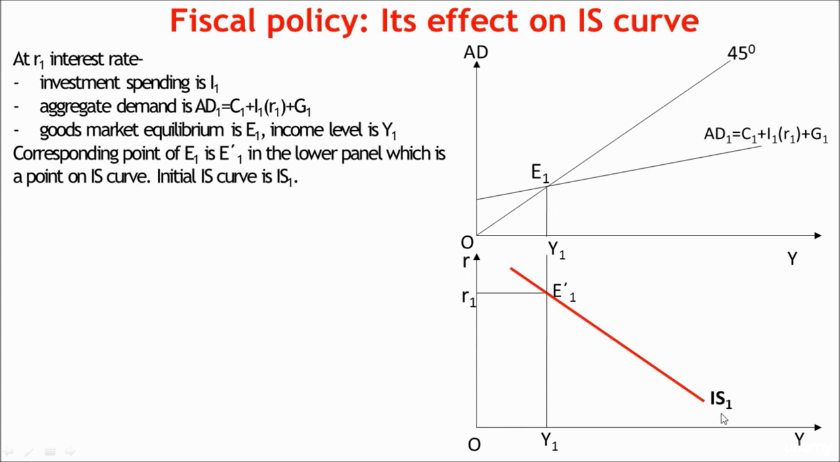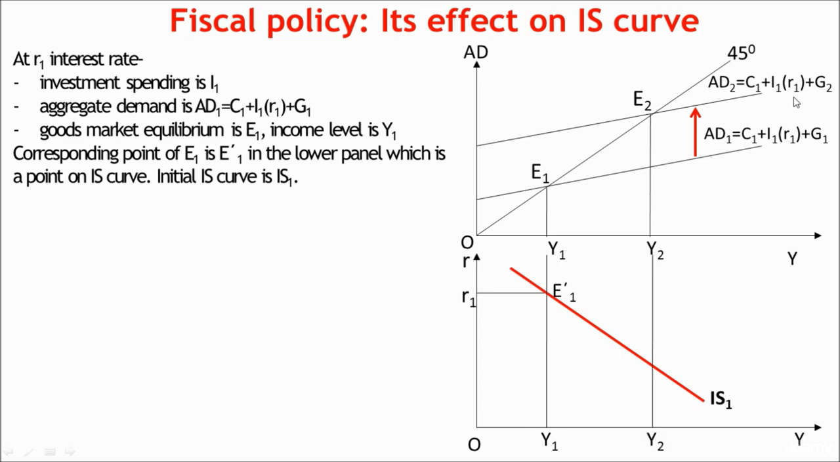Now, if an expansionary fiscal policy is executed by raising government expenditure from G1 to G2, aggregate demand curve will shift upward. New aggregate demand curve will be AD2 equals C1 plus I1 with R1 interest rate plus G2. Equilibrium in the goods market will move to E2 where income level is Y2. Y2 income level is found for the same interest rate R1.